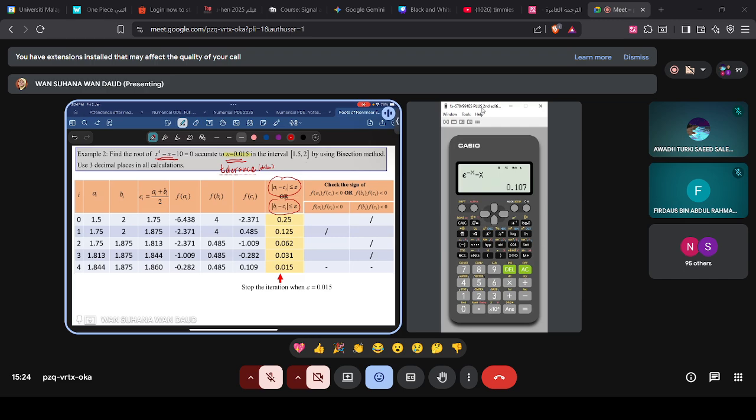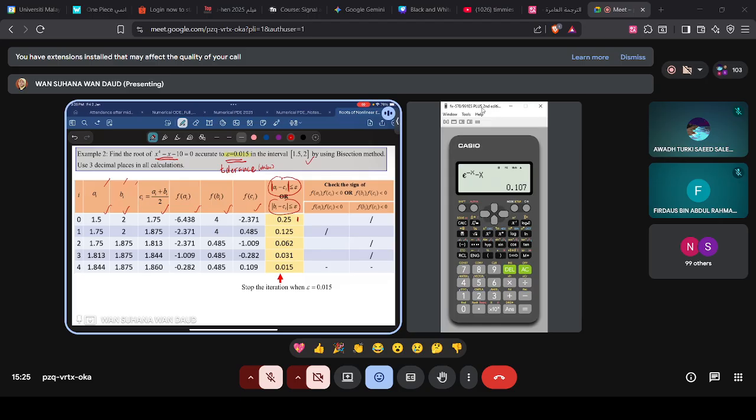For this case, your initial interval is 1.5 and 2. You find C, you find FA, FB, FC. You have to check A minus C or B minus C. You have to check this value, and if it is not equal to or less than 0.015, you need to continue. For example, here we get 0.25. How do we get 0.25? 1.5 minus 1.75. There is an absolute value here, meaning that the value is always positive.